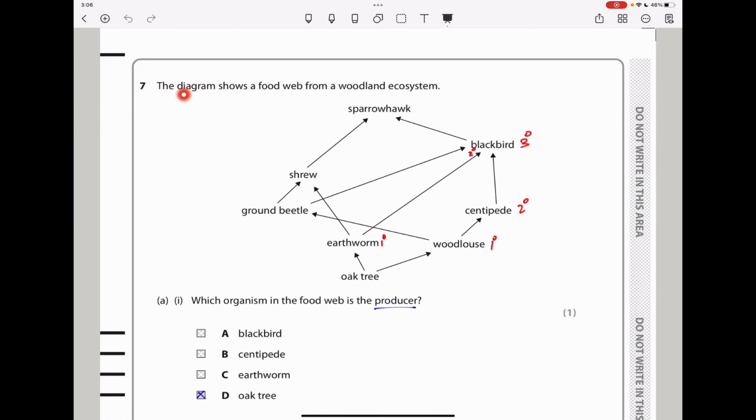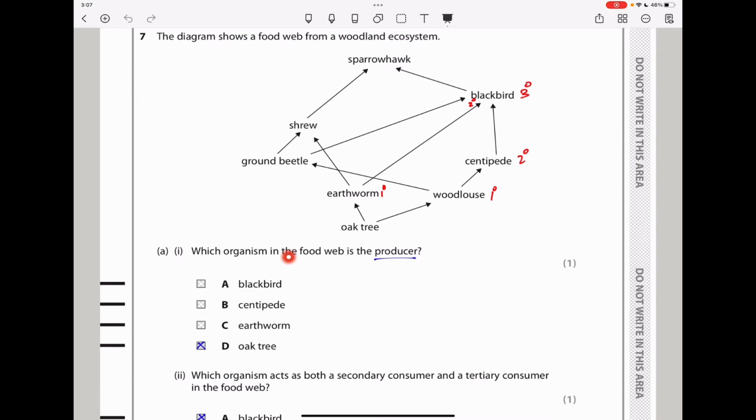Question 7. The diagram shows a food web from a woodland ecosystem. So this is the food web we can observe here. They ask, which organism in the food web is a producer? Of course, producers are usually plant-like. So as you can see, everything leads from here to the right. So the oak tree is the producer.